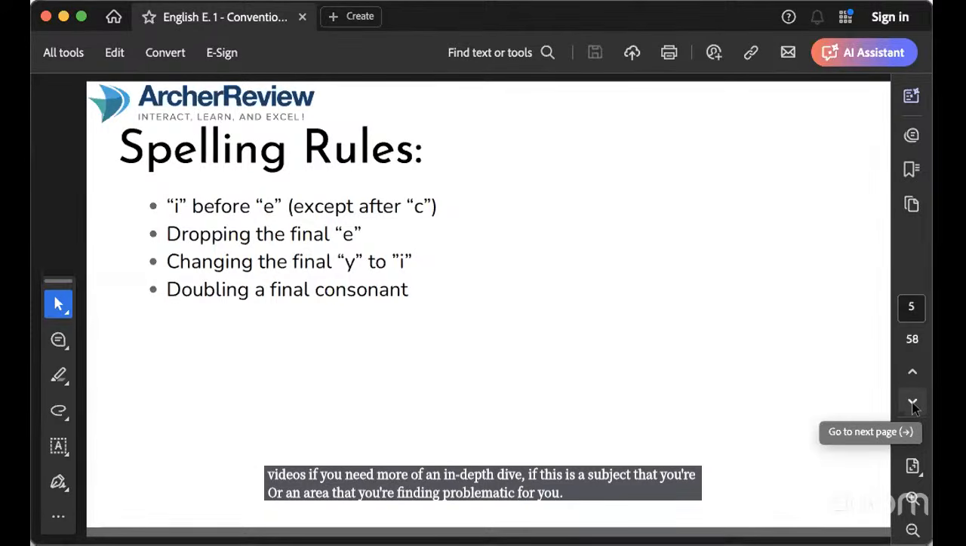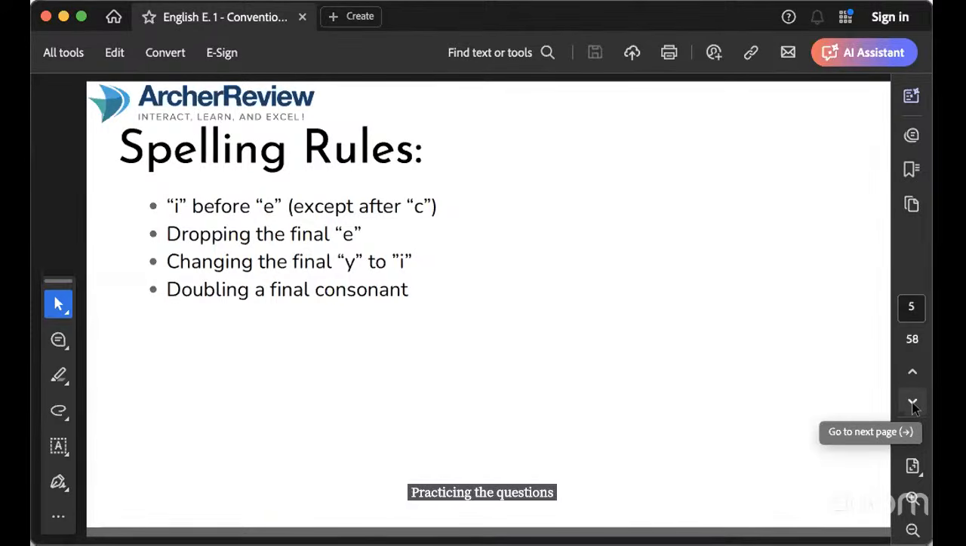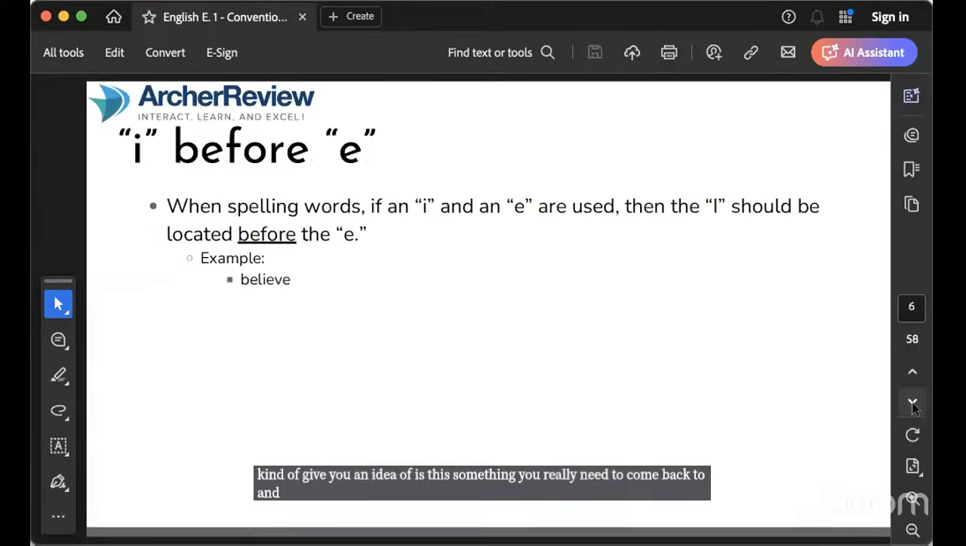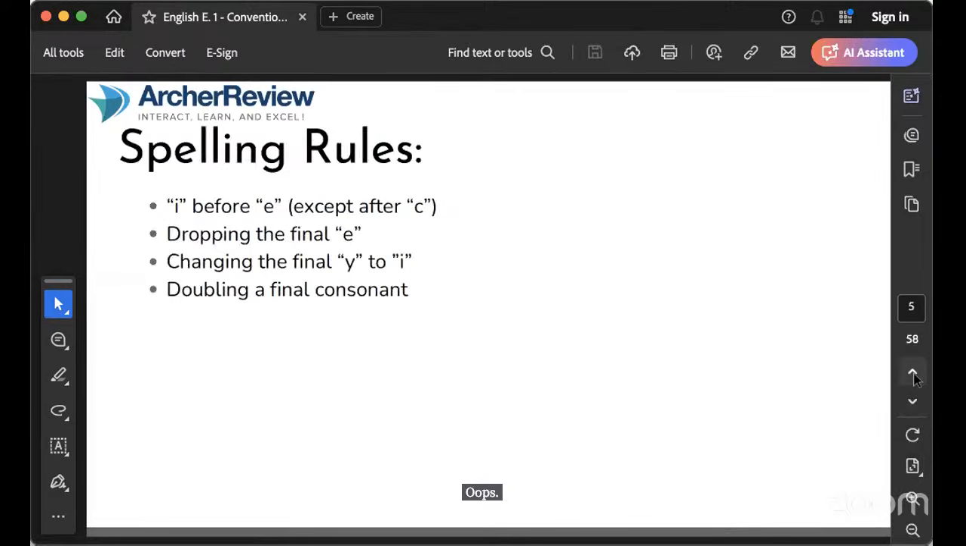Practice the questions, see how you're doing with them. Take your own Q bank if you're utilizing Q bank, see how you're doing with those. And that'll give you an idea of if this is something you really need to come back to and fine tune.